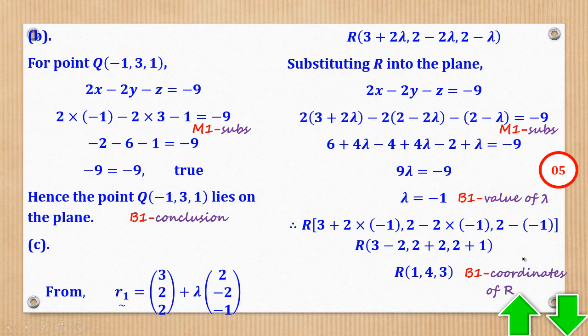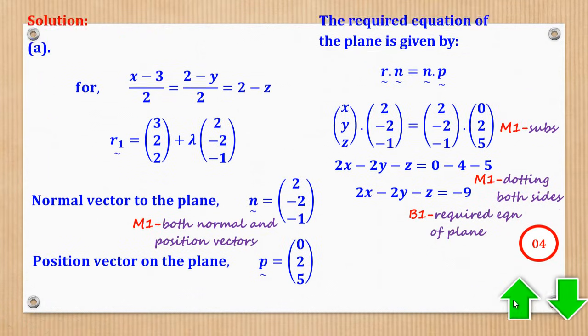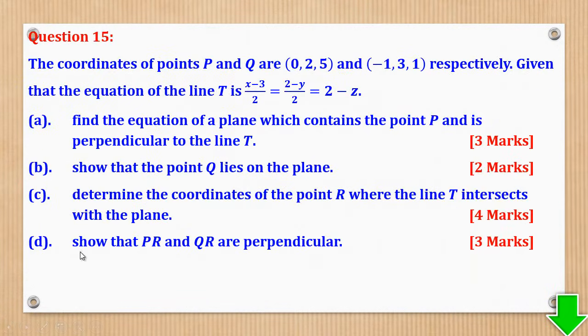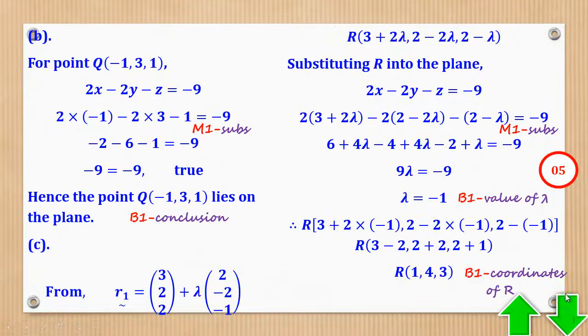For part D, show that PR and QR are perpendicular.